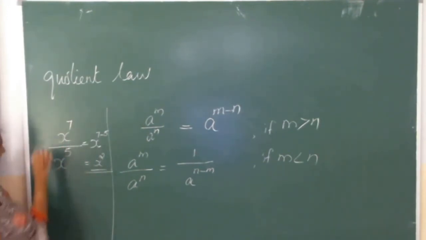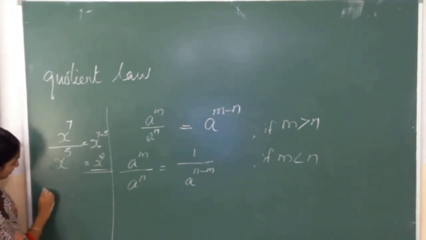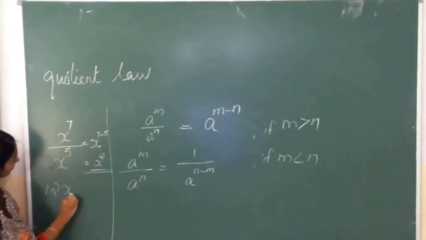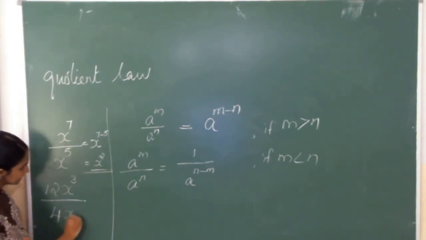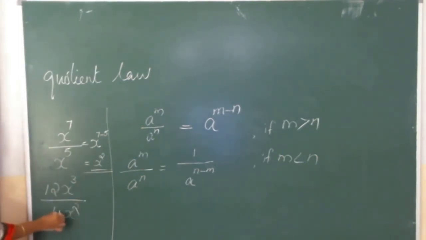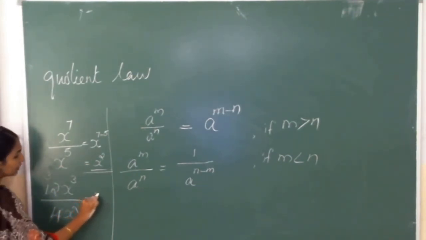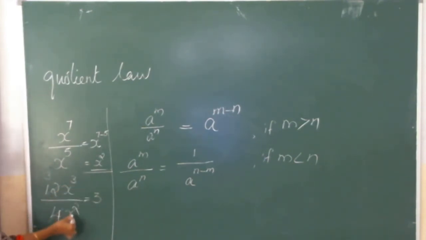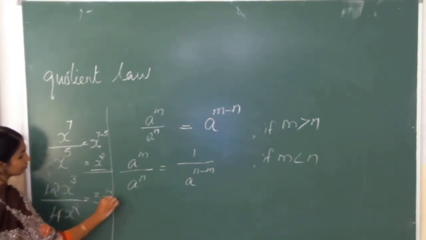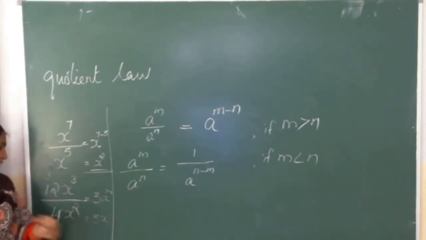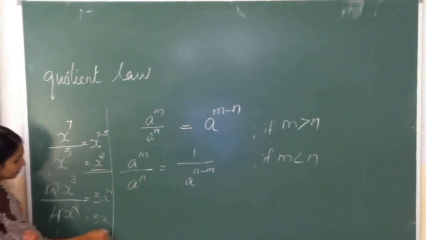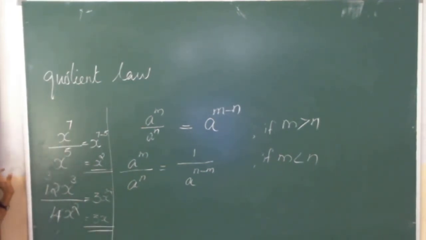Okay. Suppose a constant was there along with it: 12x cube by 4x square. 12 and 4, we can cancel them. How many times 4 in 12? 3 times. So the constant part we got, that is 3. Now here cube and here square. So x raised to, numerator is the biggest one, 3 minus 2. So the answer is 3x raised to 3 minus 2, which is 1. But do we want to write it as 1? No, no need. So the answer is 3x.